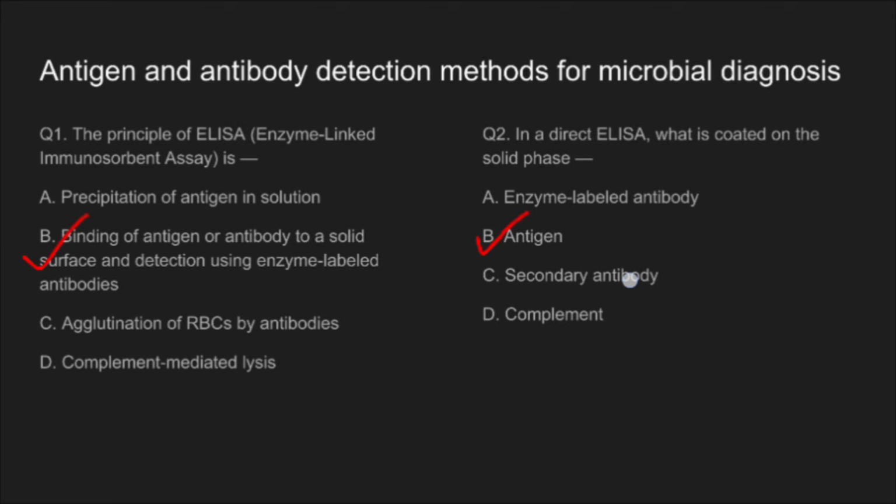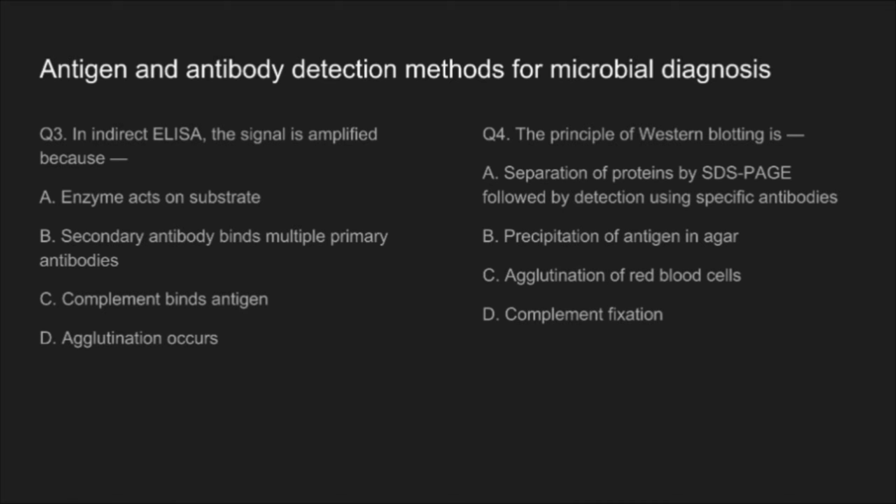Now question number 3. In indirect ELISA, the signal is amplified because A. Enzyme acts on substrate, B. Secondary antibody binds multiple primary antibodies, C. Complement binds antigen, and D. Agglutination occurs. So the correct answer for this question is option B, secondary antibody binds multiple primary antibodies. So this is basically the principle of indirect ELISA.